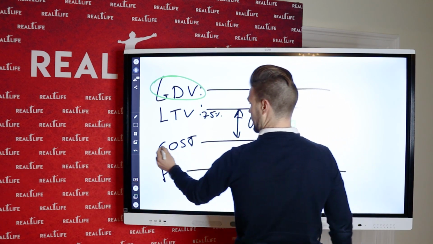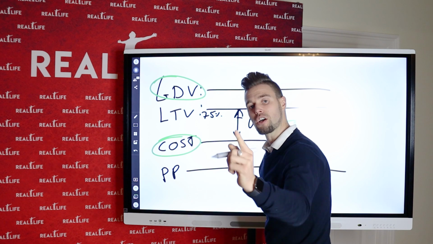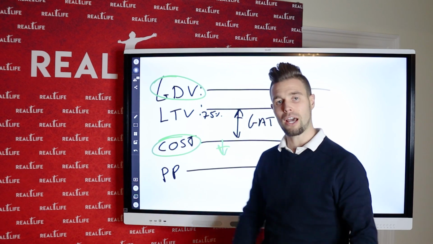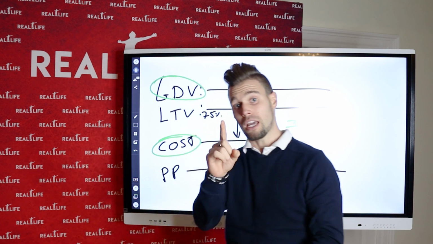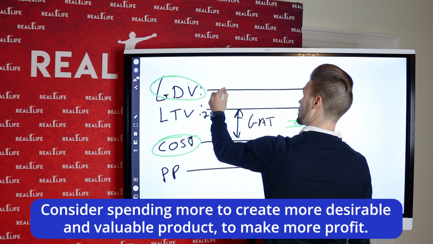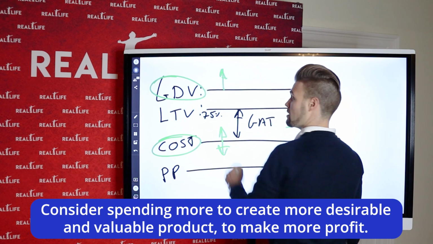Or what I could also do is say, right, cost. The first thing that someone is going to do when it comes to cost is say, how do I take the cost down? How do I make the cost less? Here's one to consider. How do I make the cost more, but actually it will also make the GDV more?